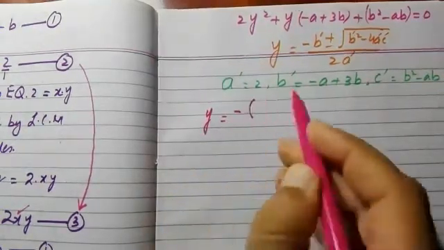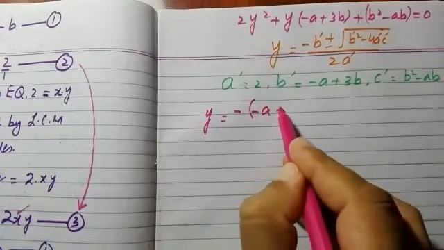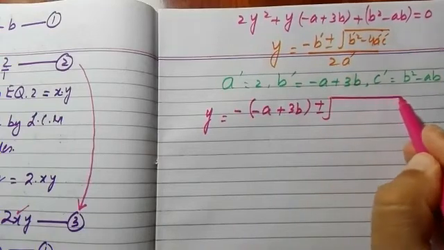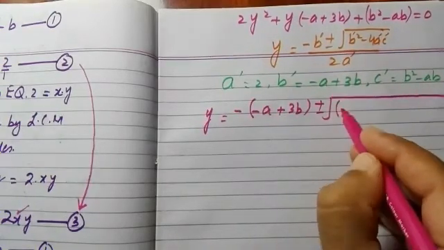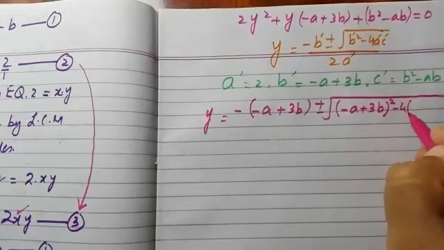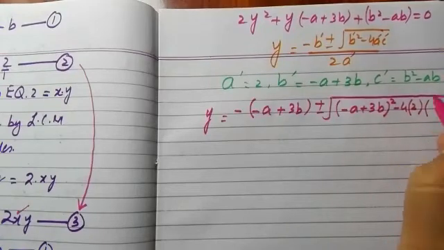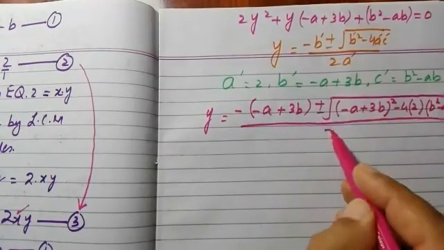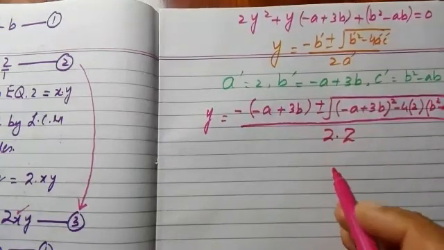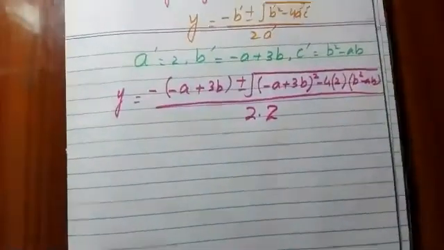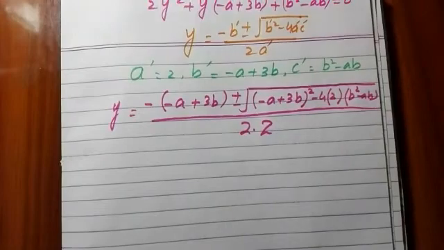Substituted, minus b dash is minus a plus 3b plus minus, and in place of b dash it will be minus a plus 3b whole square. 4 times a dash will be 2 and c dash is again b square minus ab. That is 2 times a dash, that is 2 times 2. So now you need to simplify the expression and we will find the values of y.